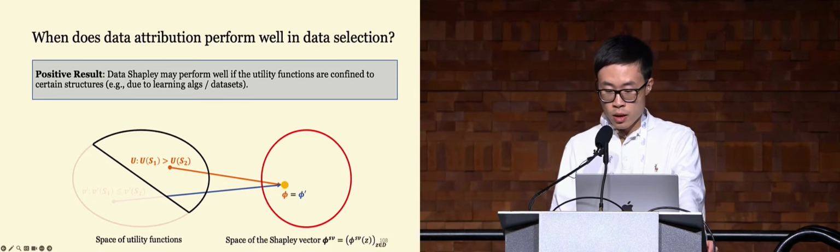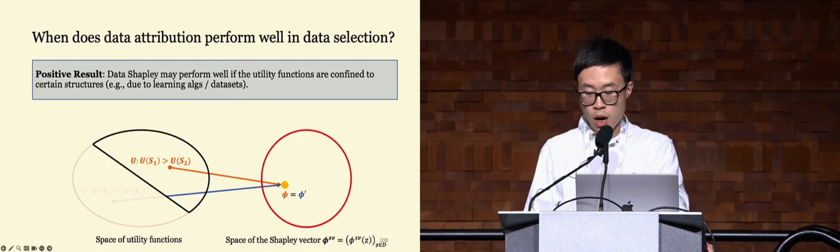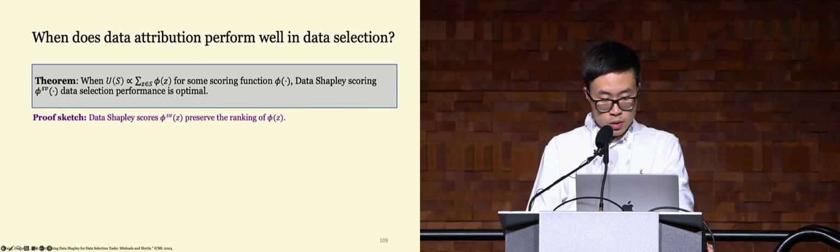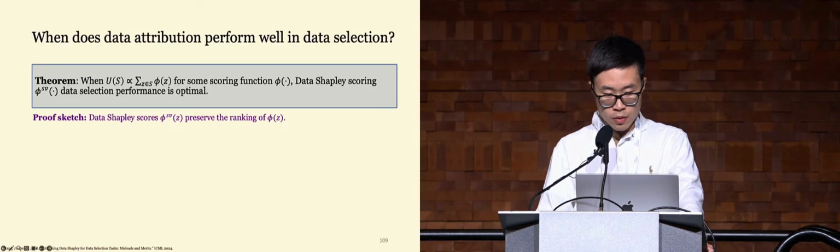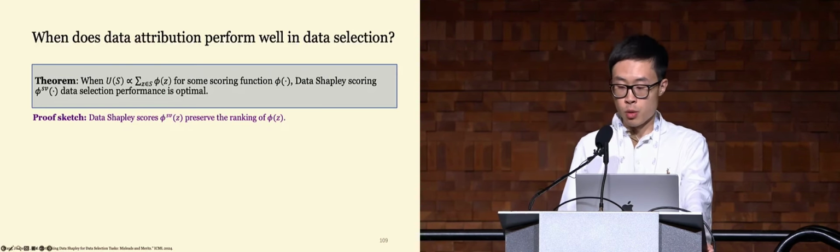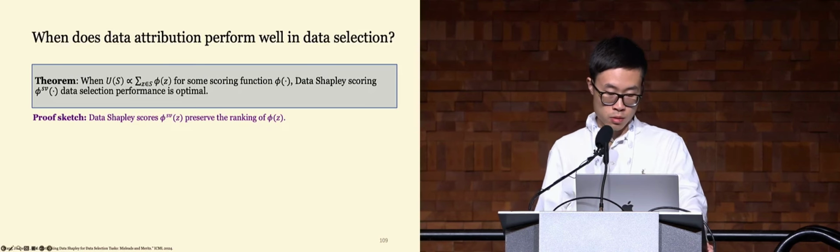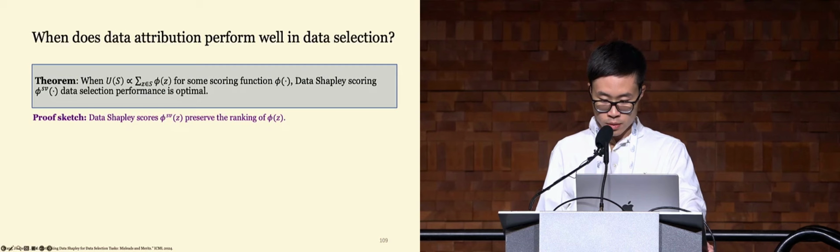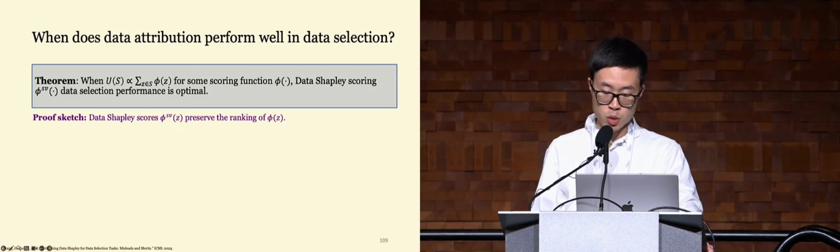So we have shown that data sharpness can work absolutely badly for data selection tasks when there are no restrictions over the utility function. The positive result, however, is that when the utility functions are confined to certain structures shaped by the properties of the underlying data sets or linear algorithms, then we can rule out those other possibilities, and data sharpness can be much more effective in selecting the high-quality data set.